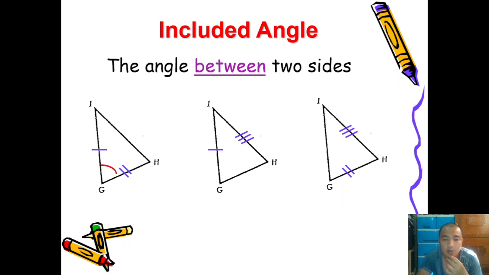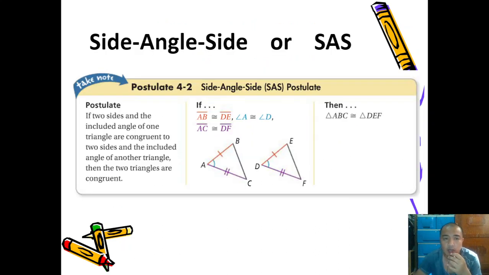Angle G, for this one, the included angle is angle J. Angle J here. Angle I is the included angle. Now, angle G here, what's the included angle? Angle H. What is the included angle? The angle between the 2 sides.